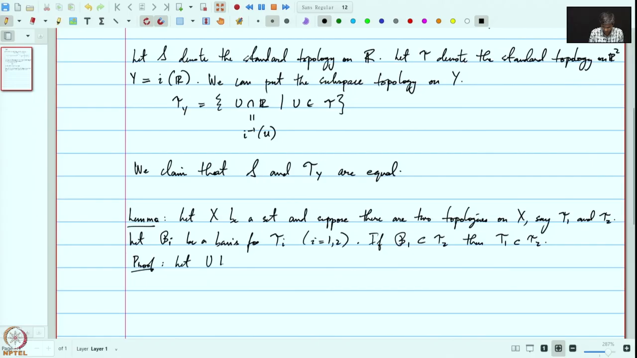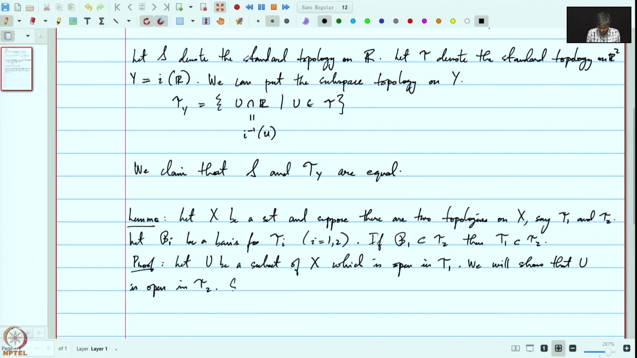So let U be a subset of X which is open in tau 1, or which is simply an element of tau 1. We will show that U is open in tau 2. So since B1 is a basis for tau 1, for every x in U, there exists a W sub x in B1 such that this W sub x is also a subset of U.